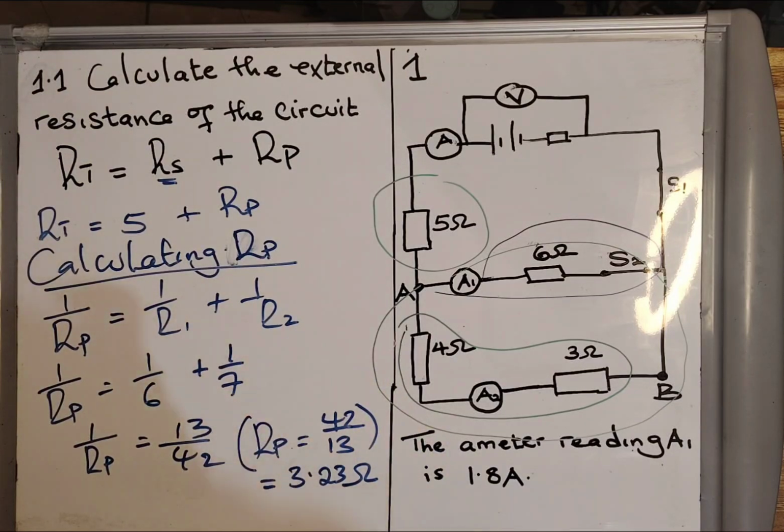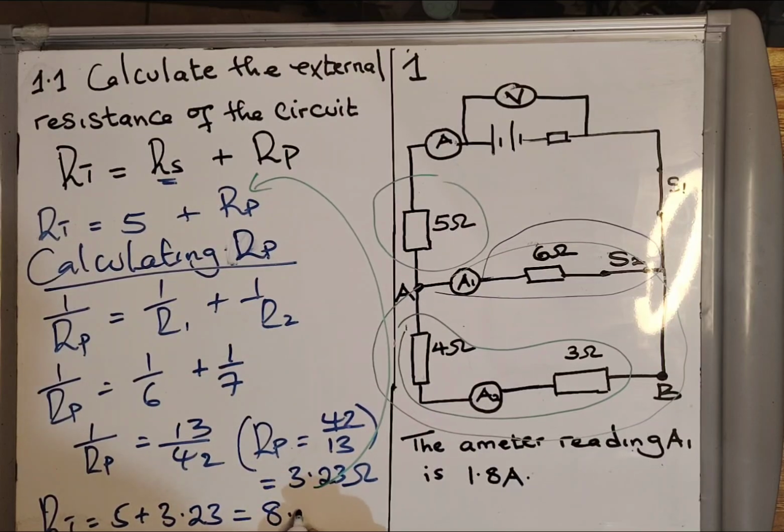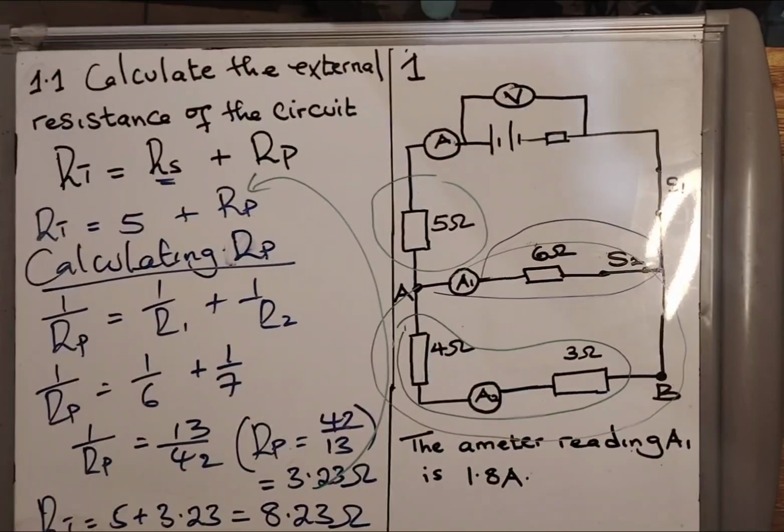So we substitute it where it's supposed to go. We come up with our RT, or total resistance, as 5 plus 3.23, giving you 8.23 ohms. That is our total external resistance of this circuit.